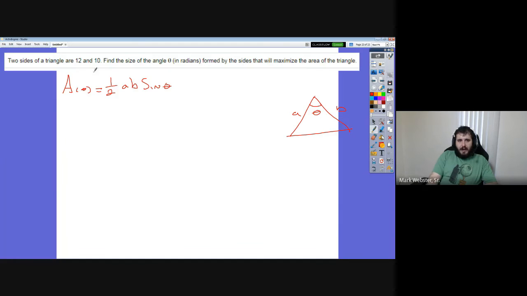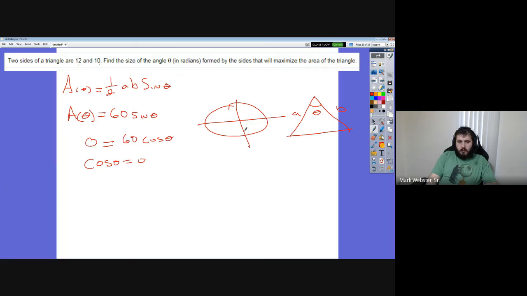So we know a and b, 12 and 10. We're trying to find the angle. So let's do this. 12 times 10 divided by 2 is 120 divided by 2 is 60. They want us to, now we're going to maximize it, right? We're going to take the derivative, set it equal to 0. Derivative of sine is cosine, so 60 cosine. Just divide the 60 away. So we want to know, where is cosine equal to 0?